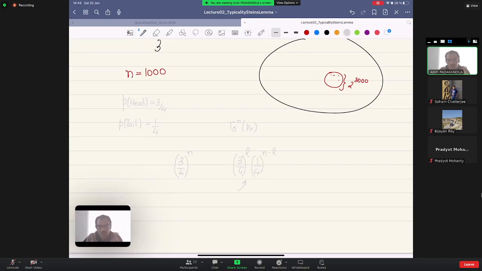Remember, the count of the most number of sequences is the half-half sequence, because that has the highest exponent, the count. But the mass on that is smaller. So you are typically choosing a combination of mass and count so that you are aggregating your mass.